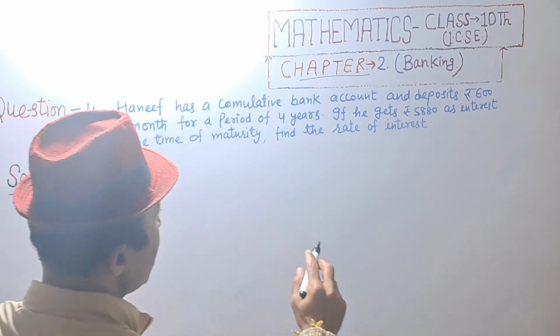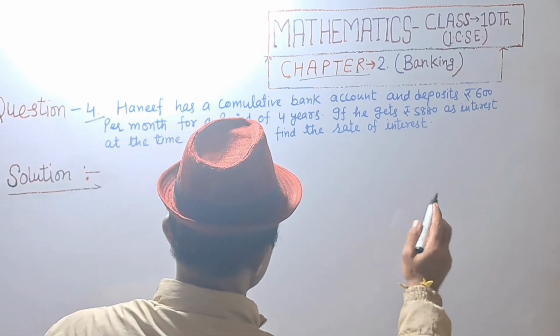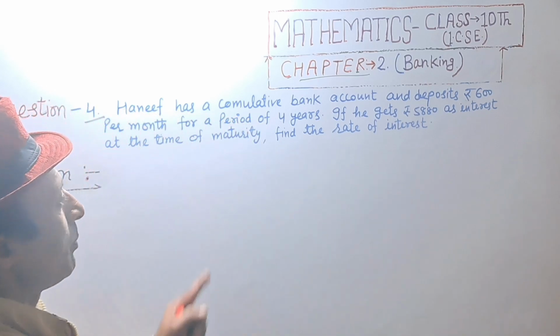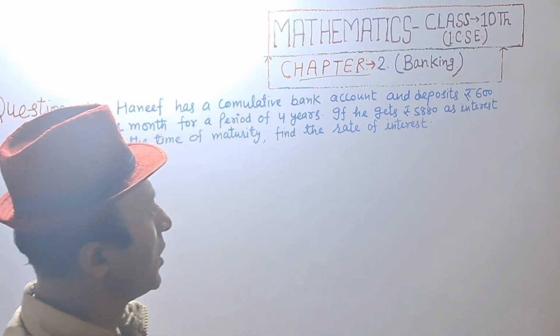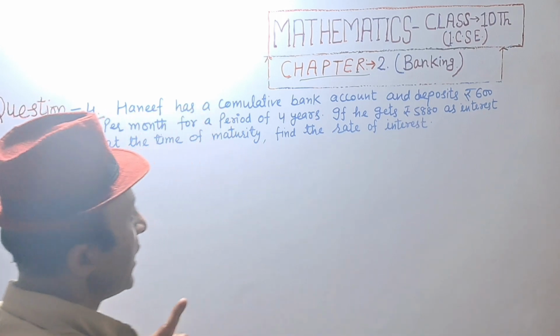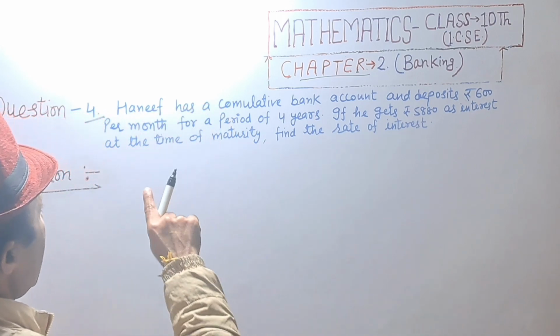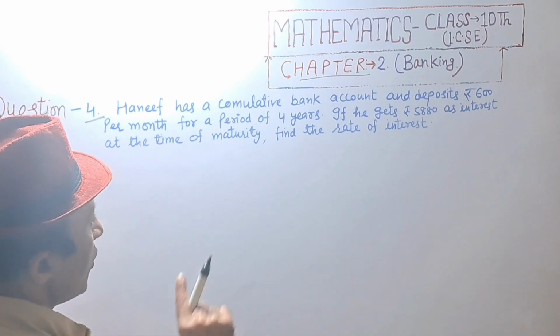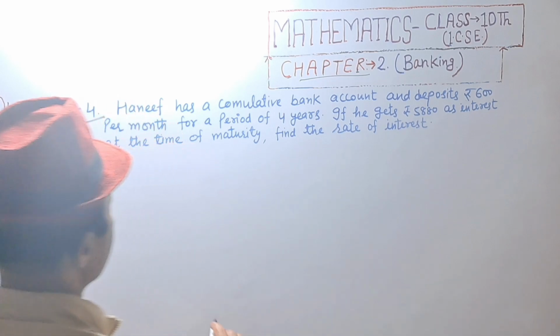Question number 4. Hanif has a cumulative bank account and deposits rupees 600 per month for a period of 4 years. If he gets rupees 5880 as interest at the time of maturity, find the rate of interest.